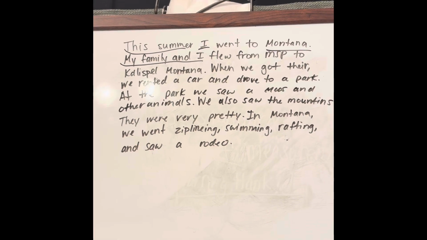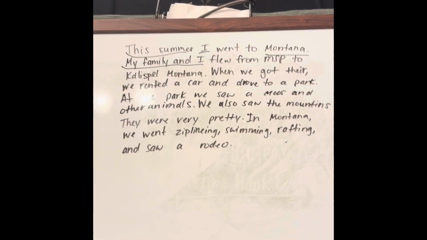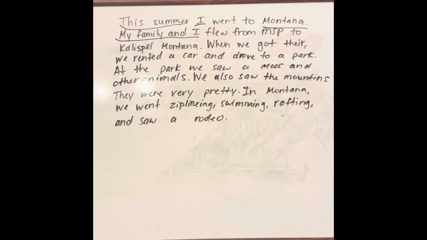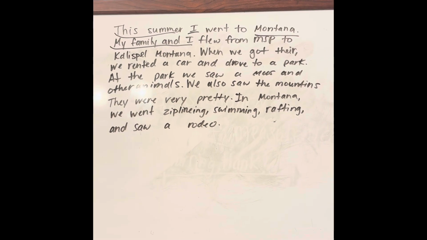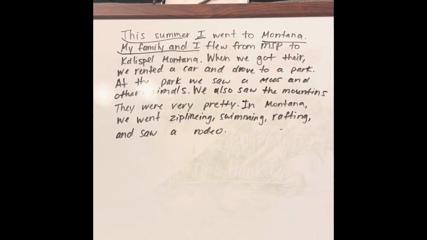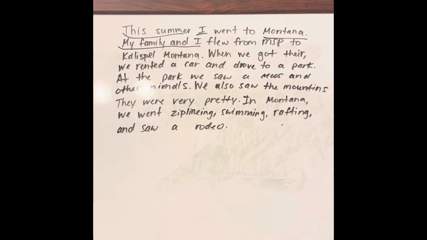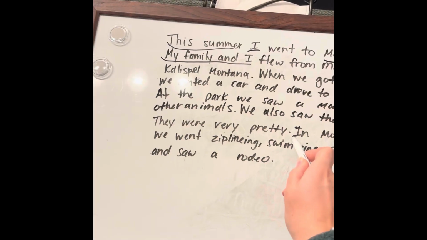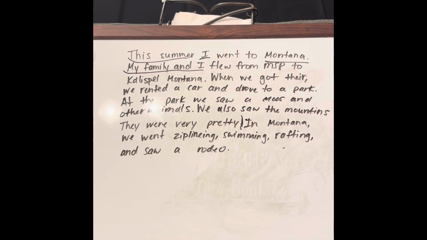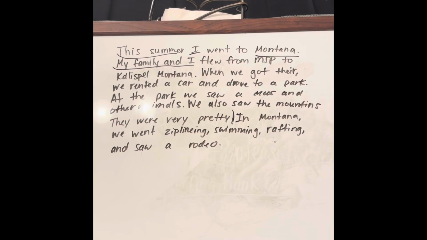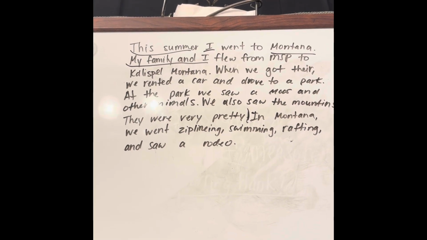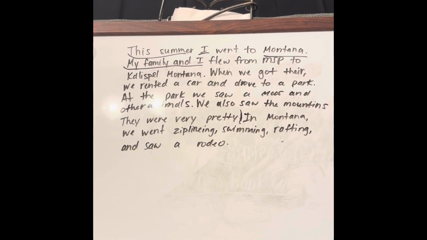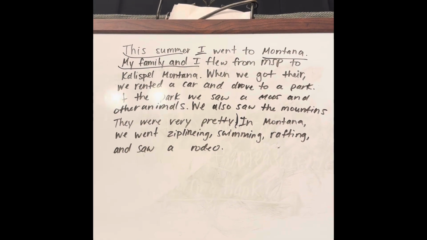When I look at the middle, that's when we get all those extra details. So it says, when we got there, we rented a car and drove to a park. At the park, we saw a moose and other animals. We also saw the mountains. They were very pretty. In Montana, we went ziplining, swimming, rafting, and saw a rodeo. Okay, so I would say up until this point, that middle is pretty good. Definitely lacking detail. I need to explain more about what the moose looked like, what other animals I saw, maybe describe the mountains a little bit more besides just saying they're very pretty. But there is a middle.